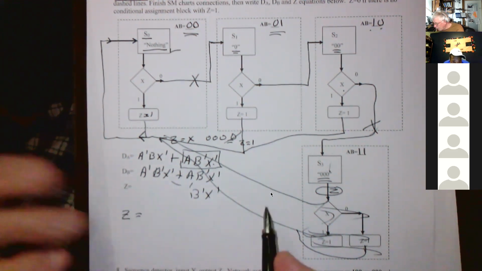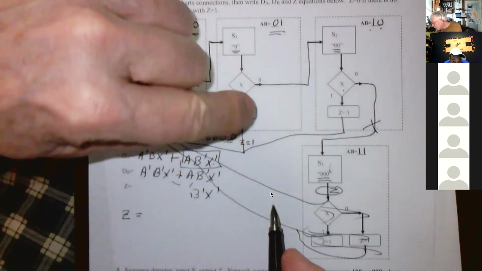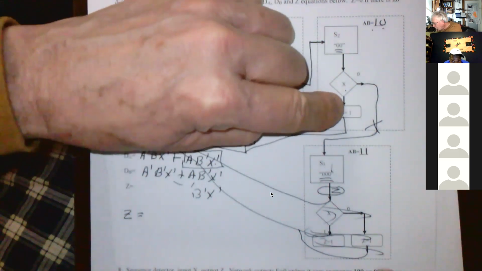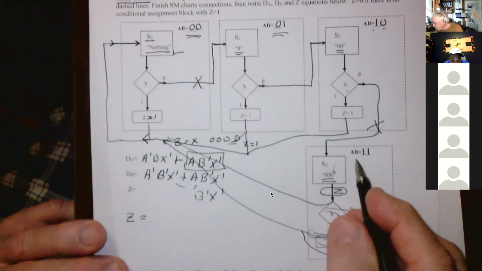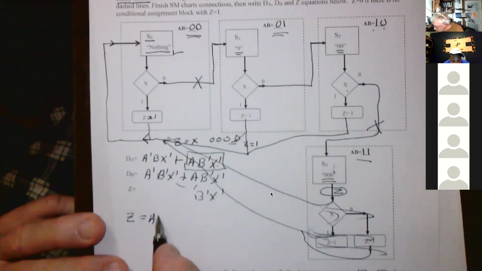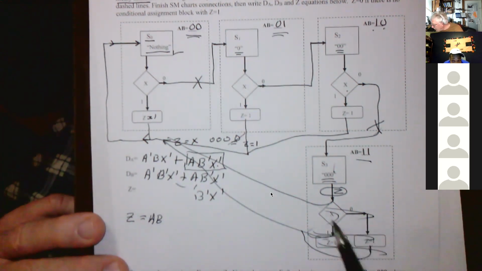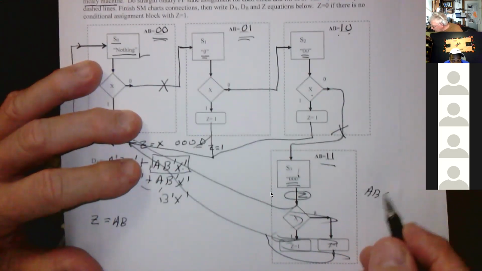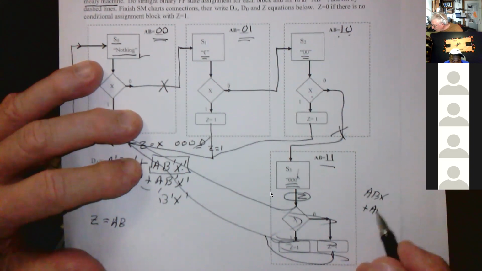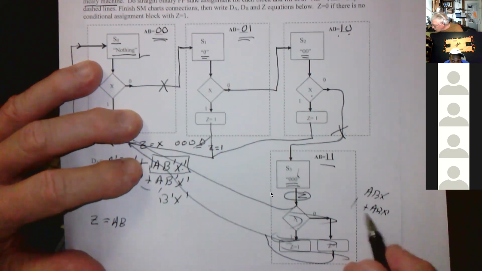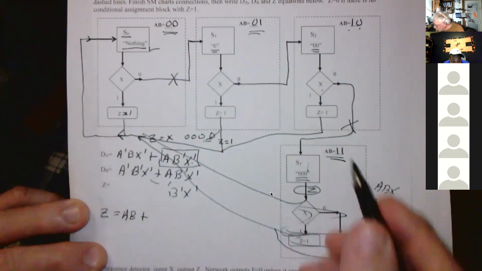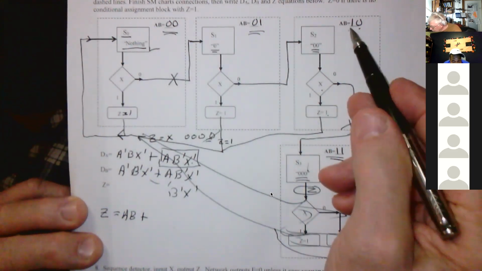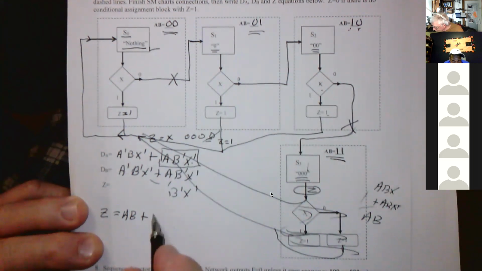Okay, and then Z. We've got a Z here, we've got a Z here, we've got a Z here, and we got a Z here. So the one here is just going to be AB. But if you wanted to put ABX and ABX prime, then you could combine them. So ABX plus ABX prime, you could combine those and just do AB. So we know this is just AB. So we have AB for this one, and then we need this one, AB prime X prime.